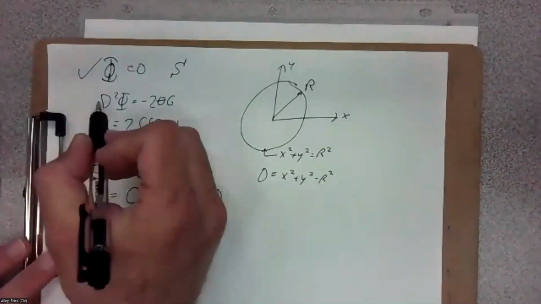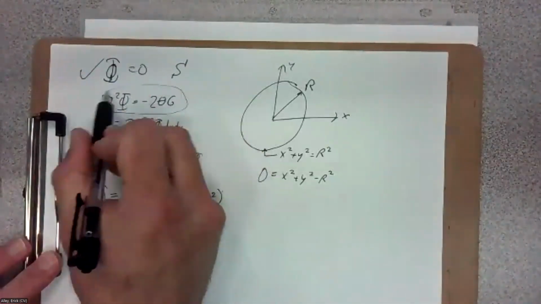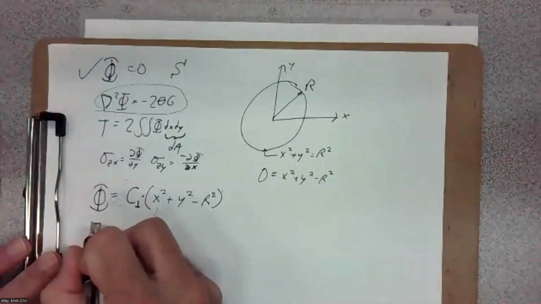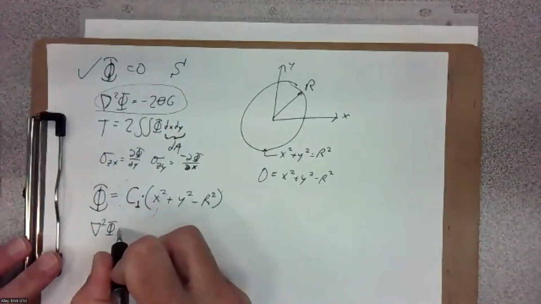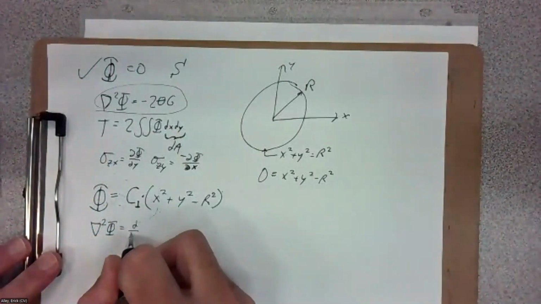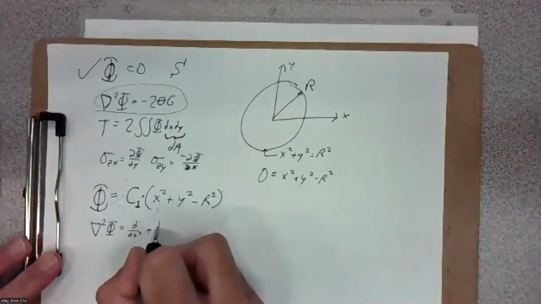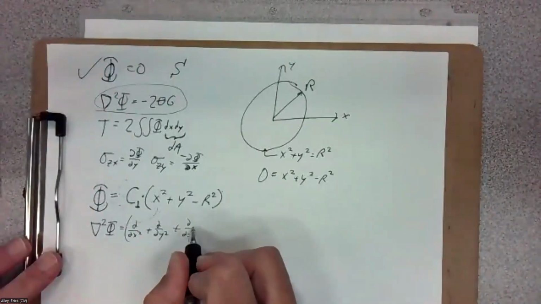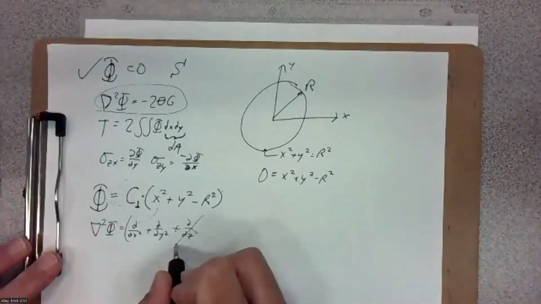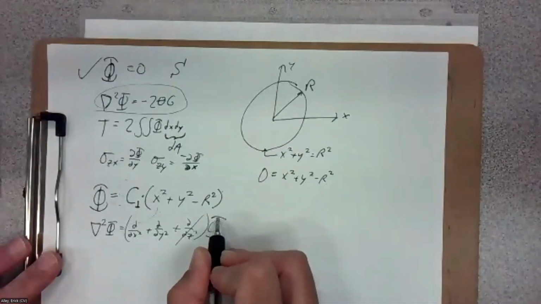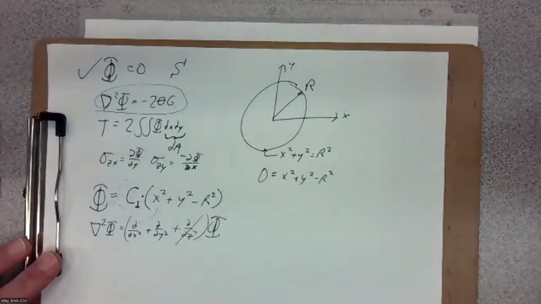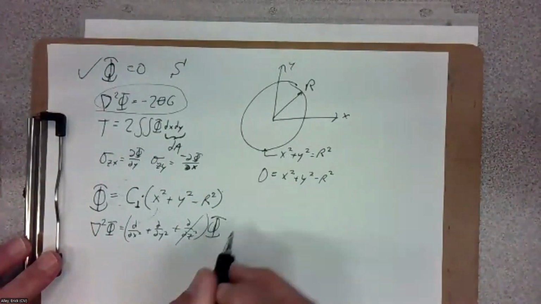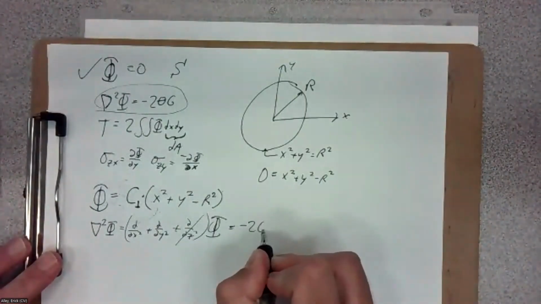Next one we've got to try out is this Laplacian equal to minus 2g theta. So del squared of this, and remember that's partial x squared plus partial y squared. The z squared is technically in this one, but remember our phi is only a function of x and y. So we just have to take 2 x derivatives and 2 y derivatives, and then set that equal to minus 2g theta.